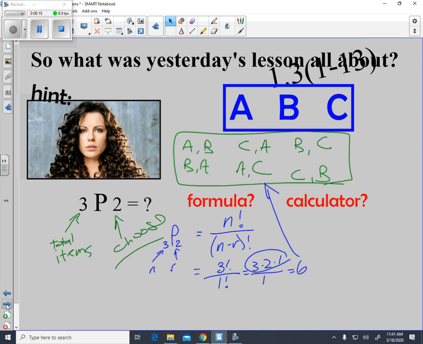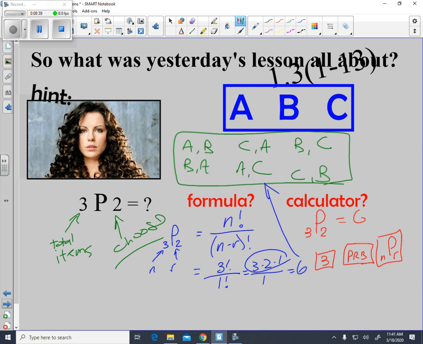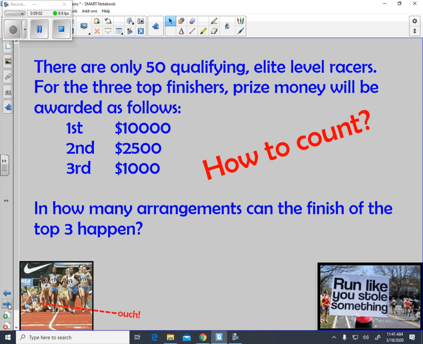And in the last lesson, we also learned that we could use our calculator to calculate 3 permutation 2. We know we're going to get 6, but let's see, we go 3 and choose the probability key, and then select nPr for permutation. And out of those 3, we're going to select 2. So you type 2, and then hit equals, and it should also say 6. So that was the last lesson, counting with permutations, and you can only do that when the order matters.